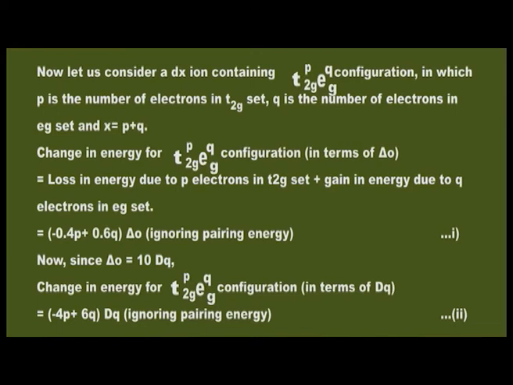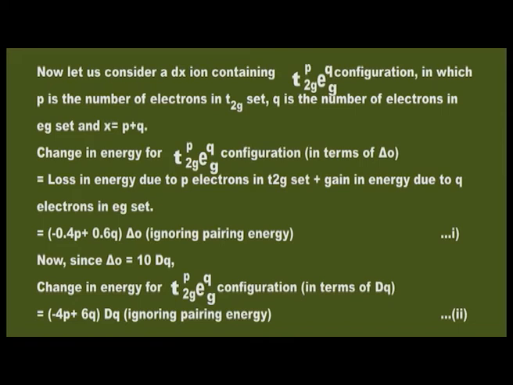Now, let us consider a d^x ion configuration in which P is the number of electrons in the t2g set and Q is the number of electrons in the eg set. So, x is equal to P plus Q. The change in energy of the configuration in terms of delta O will be the loss in energy due to P electrons in the t2g set and the gain in energy due to Q electrons in the eg set, that is, minus 0.4 P plus 0.6 Q delta O.